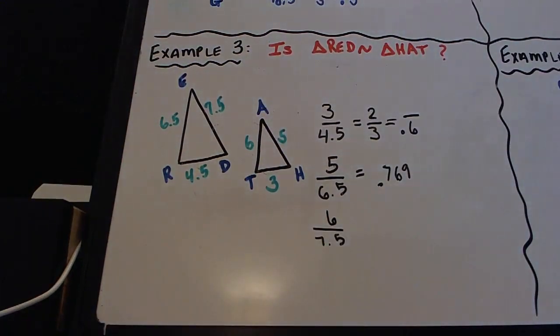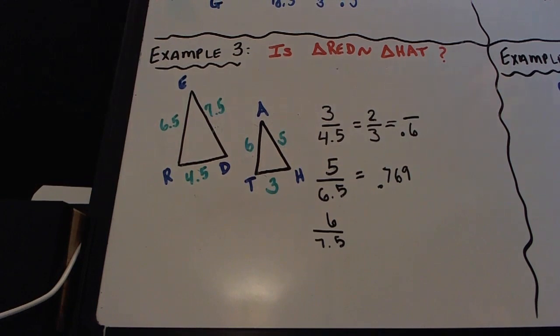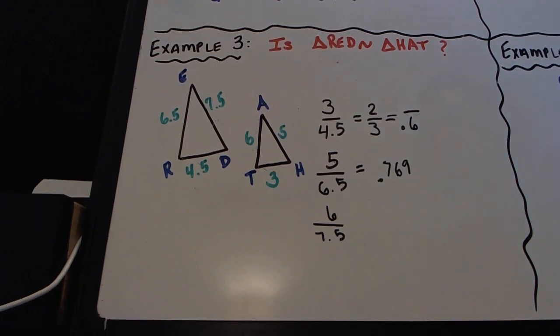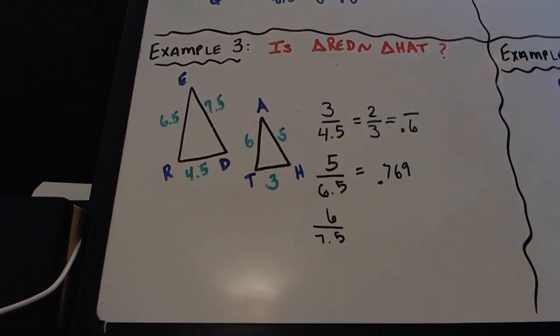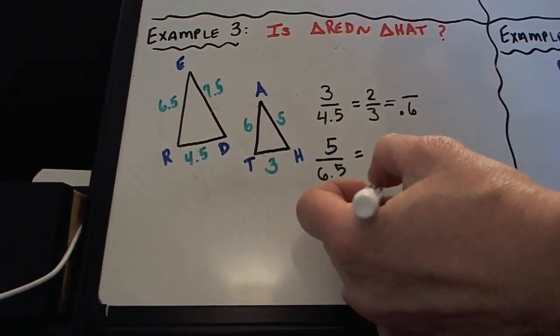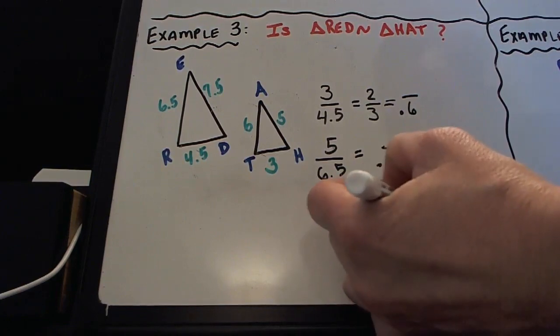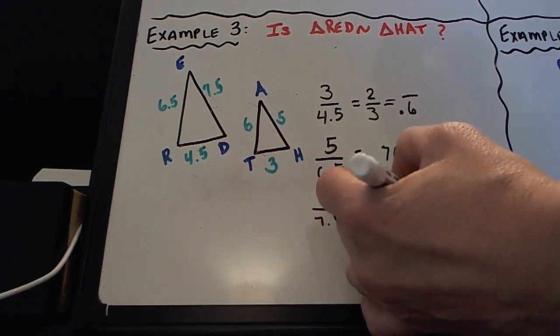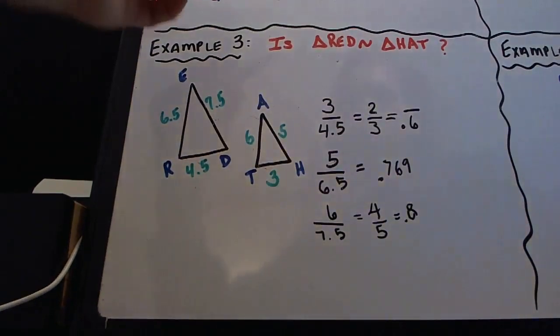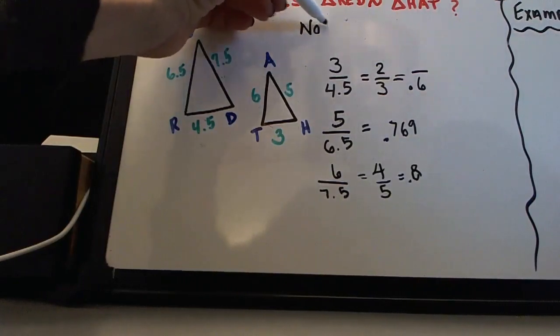So right off the bat right there, I don't actually have to go any further. Just that alone tells me, just because those two sets of sides are not proportional, it doesn't matter if this next set of sides are or aren't. But if I did check it anyway, just to see, this ratio is actually 4/5, which is 0.8. So none of these actually match. So these triangles are not similar.